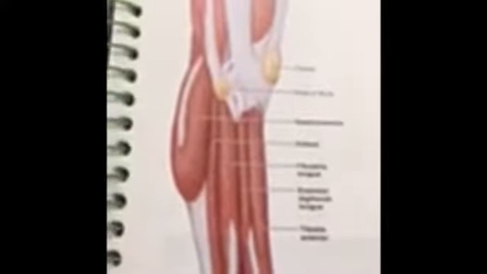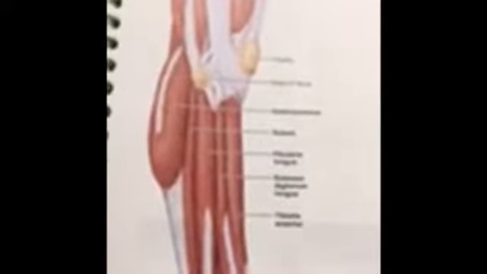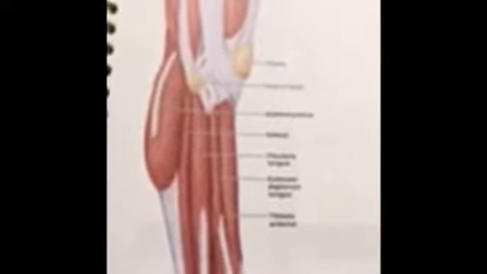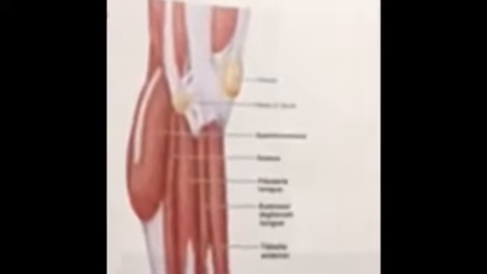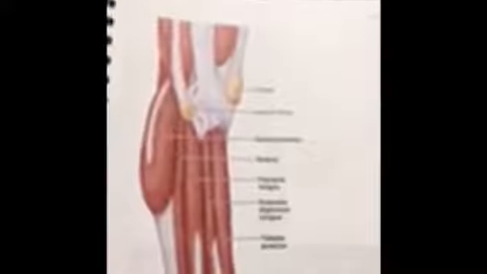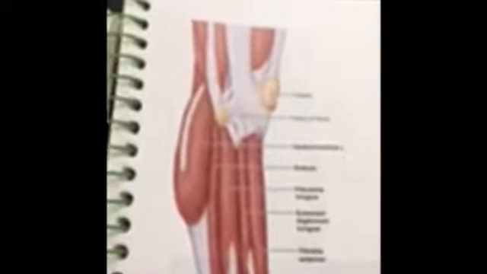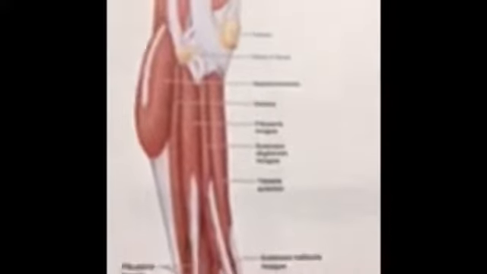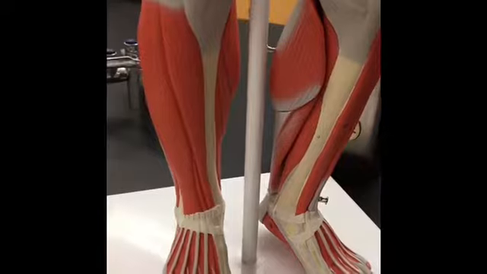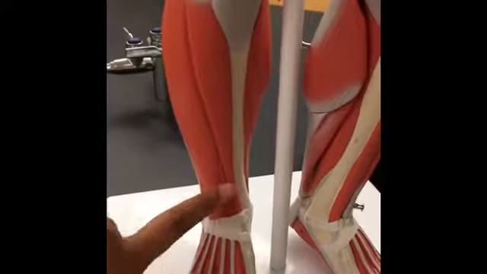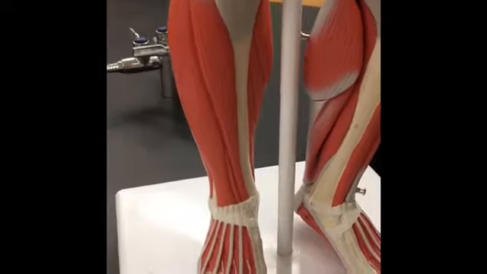And the origin of the fibularis tertius is the distal and anterior surface of the fibula and interosseous membrane. It inserts into a tendon that inserts on the dorsum of metatarsal 5, and its action is that it dorsiflexes and everts the foot. Next is the extensor hallucis longus, which is located here deep to the extensor digitorum longus and tibialis anterior.